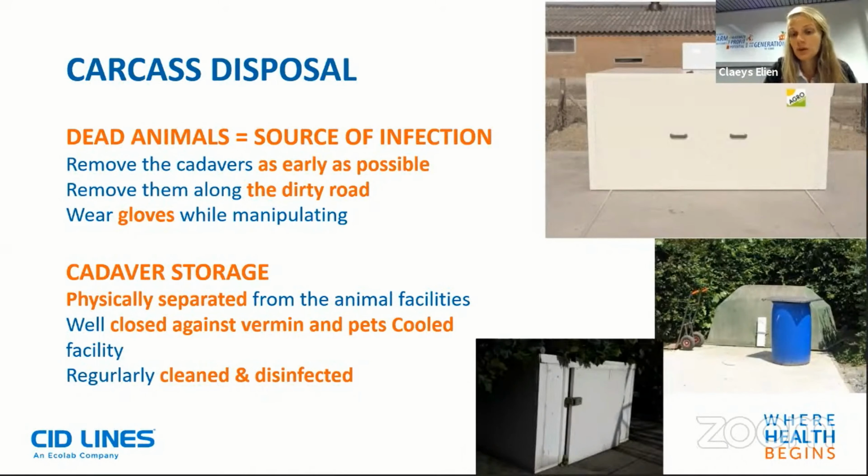We need to remove them along the dirty road of the farm. So don't go with dead animals between different barns, for example, to avoid the spread of the disease. Wear some gloves to protect yourself as well, to make sure that you don't become the transmitter. And for the storage, really take care of this. Keep in mind that dead animals are a source of infection and that it's really easy to infect other places, other spots, or to spread the virus if carcass storage is not properly done.